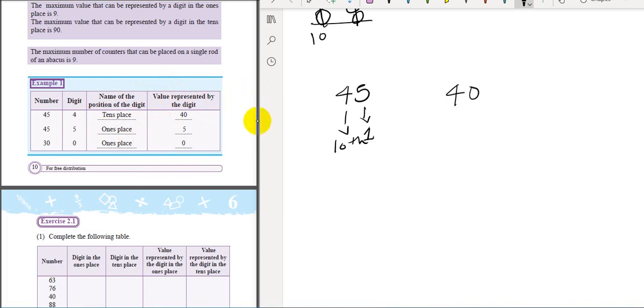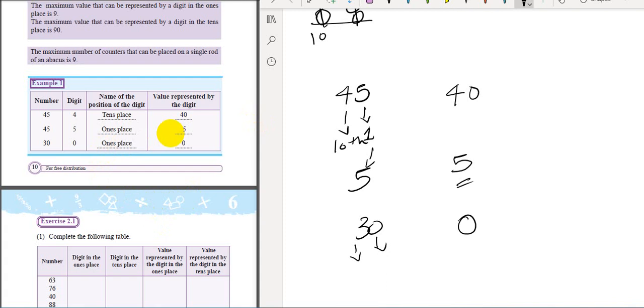In 45, the second one they have given is 5. So this is in the ones place. And the value of this digit is 50 or 5? 5. Then what about 30? This is ones and this is tens. They are asking about the 0, so it's in the ones place. The value represented by that digit is 0. There's no value.